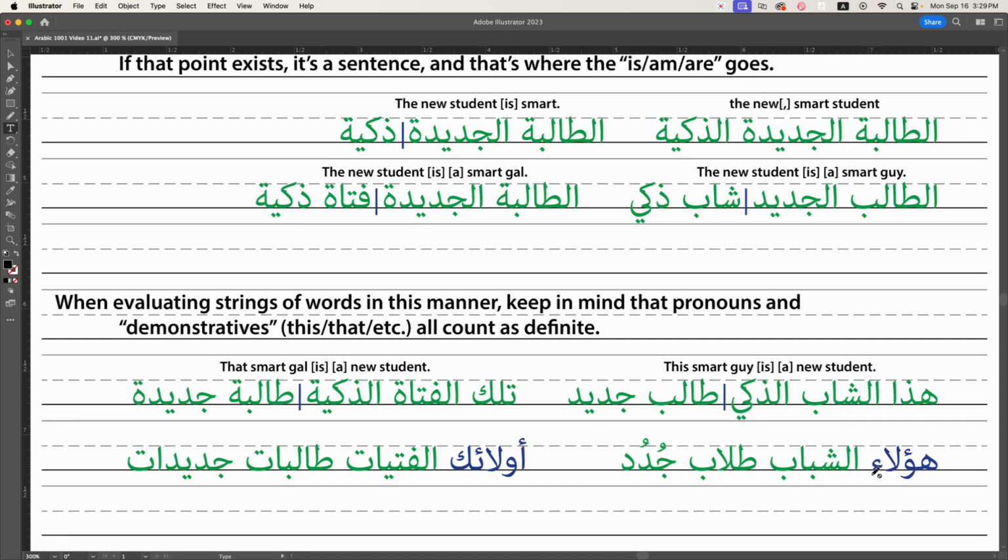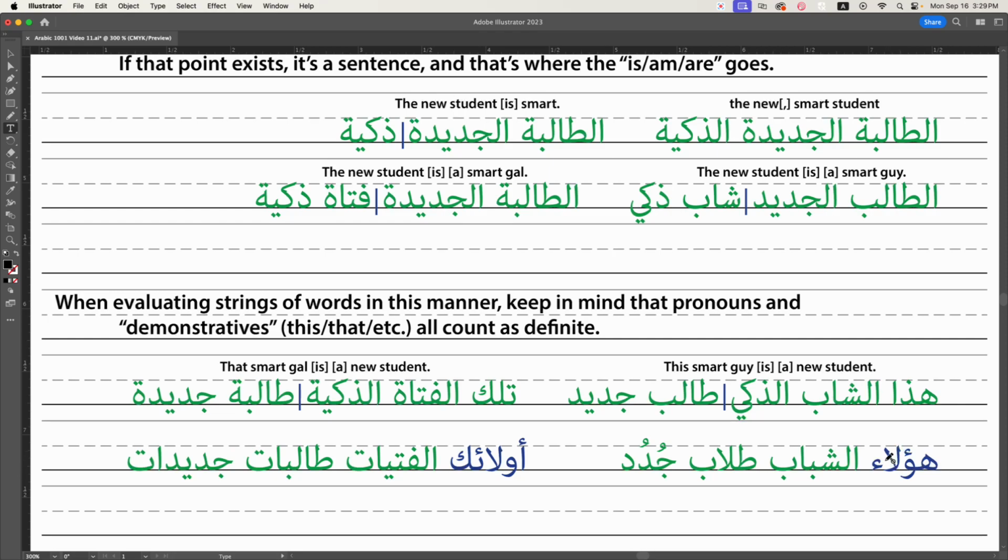So هؤلاء, I've put it in blue for you so you could see it here. هؤلاء is the word for these when referring to people. And it doesn't matter what gender they are. It's going to be هؤلاء, these, for people. So هؤلاء شباب, these guys. And then طلاب is the plural of طالب. And then جدد is the irregular plural of جديد. If you said طلاب جديدون, everyone would understand you, and several people wouldn't even notice.